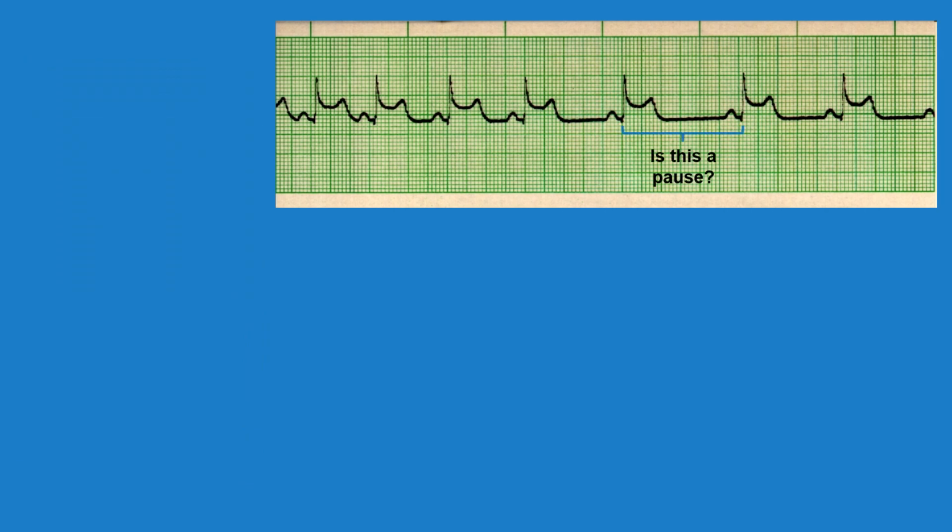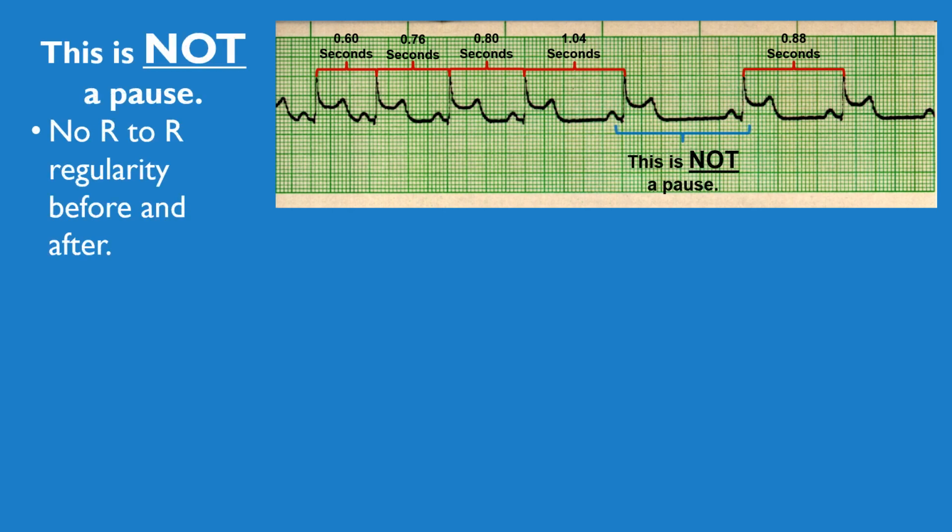Okay, so looking at this ECG, it appears like there might be a pause between this flashing bracket. So to make that determination, we want to measure the R to R intervals before and after this gap. And as we look at these intervals, it doesn't appear like there's any consistent intervaling. When we actually measure the intervals, there is no consistent R to R intervaling before or after this gap. So since there isn't consistent intervaling, this is not a pause. It's just a larger gap within a rhythm that is basically irregular.